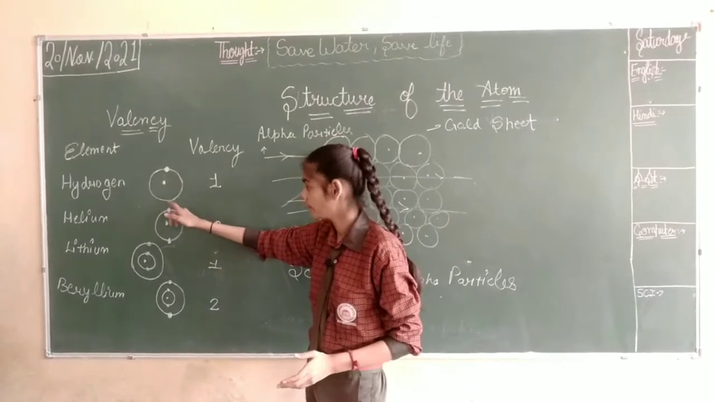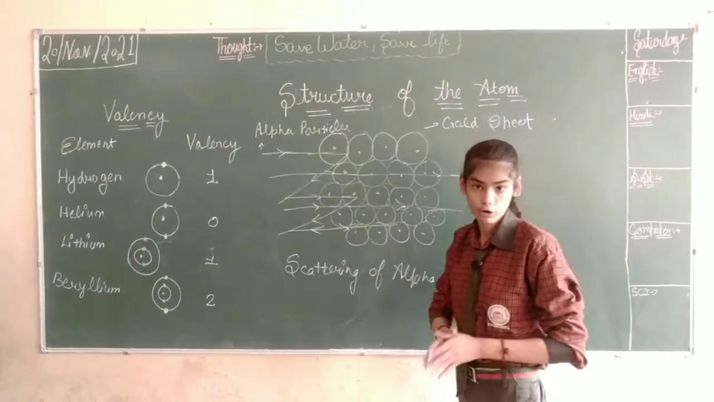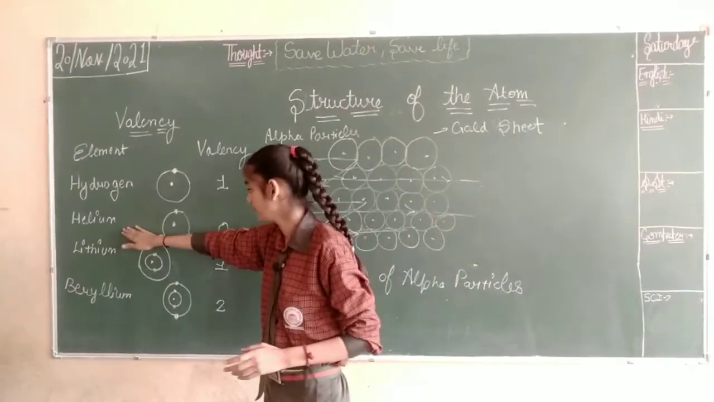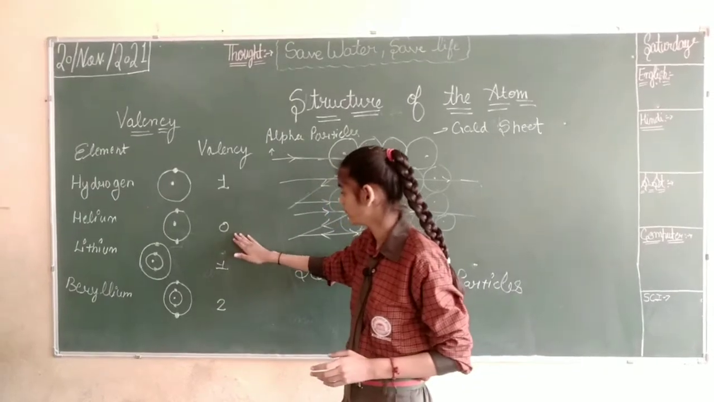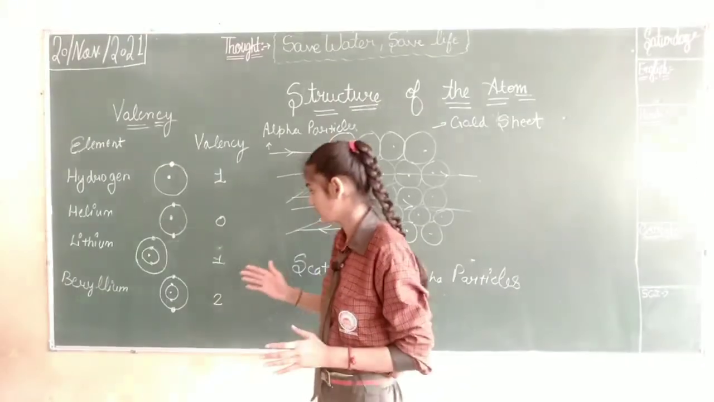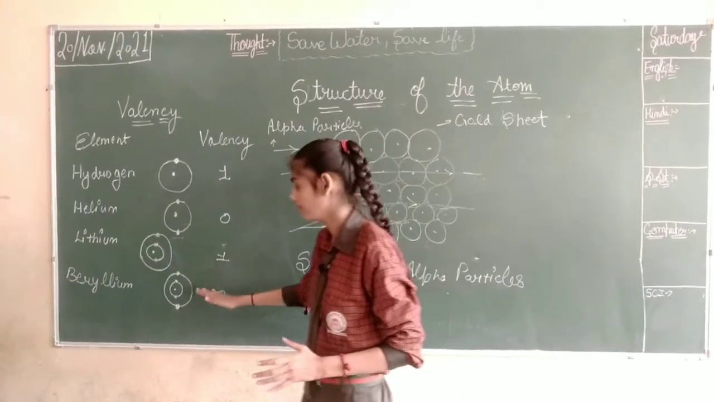Now we can fill one more electron in this, because the maximum number of electrons present in the K shell is 2. Now we can fill helium in this. So the valency of helium is 0. Now we will start filling the L shell. The valency of lithium is 1 and beryllium is 2.